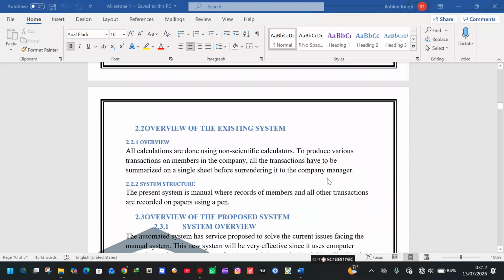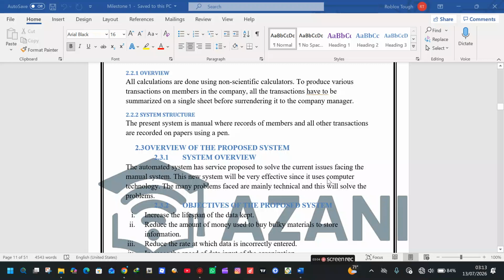So let's go to the overview of the existing system. The existing system is the manual system, the one in which transactions and records are kept on papers. So the overview: all calculations are done using non-scientific calculators. To provide various transactions on members in the company, all the transactions have to be summarized on a single sheet before surrendering it to the company manager. The system structure of the manual system is that the present system is manual, where records of members and all other transactions are recorded on papers using a pen.